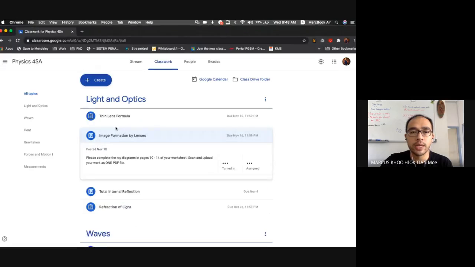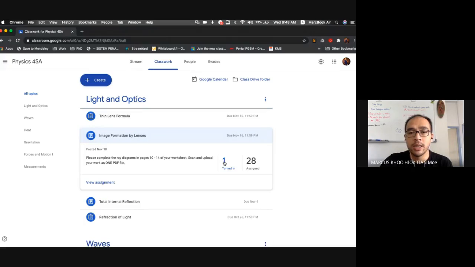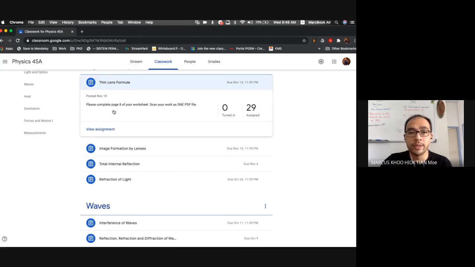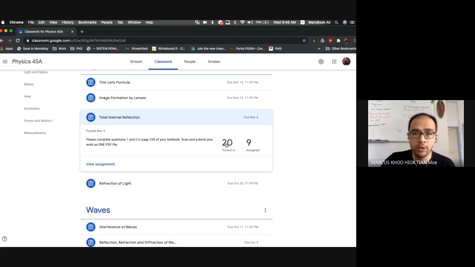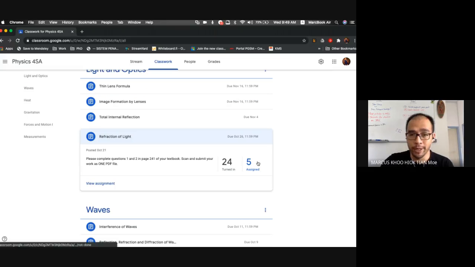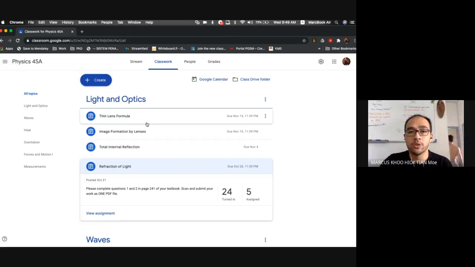As you can see, this image formation by lenses, so far only one person has turned in, because I said that you can hand it in by next week. This is yesterday's work, the thin lens formula. Please complete page 8 of your worksheet and then just scan your work and hand it in. Just to remind you, there are still another 8 people who haven't handed in the previous homework and another 4 people from here. So please get around to doing this.